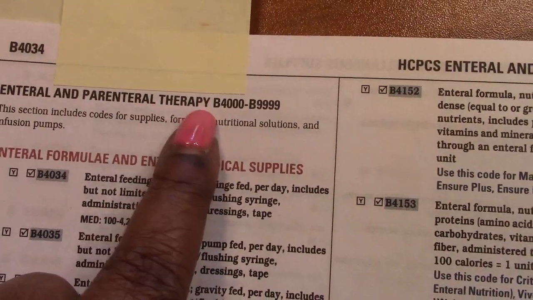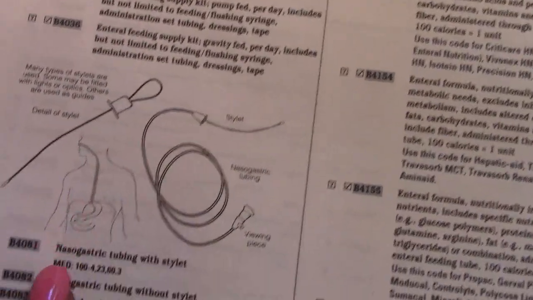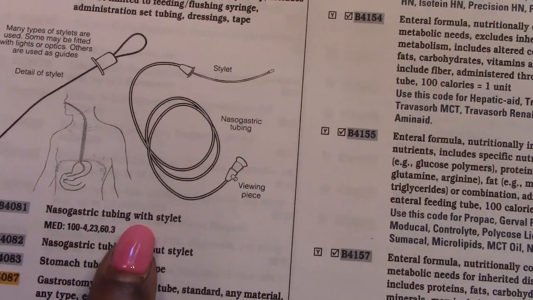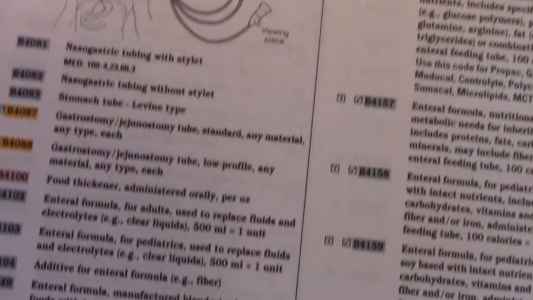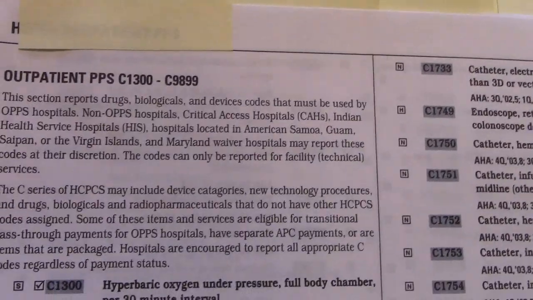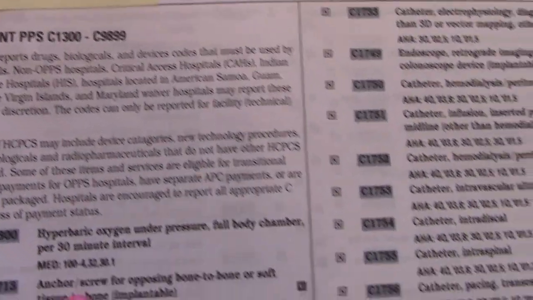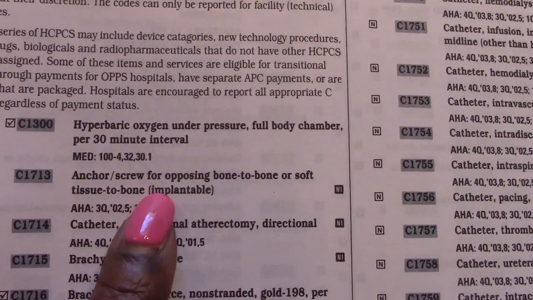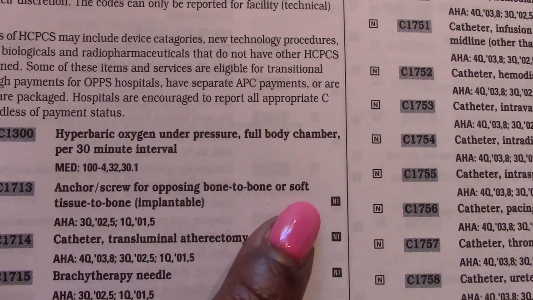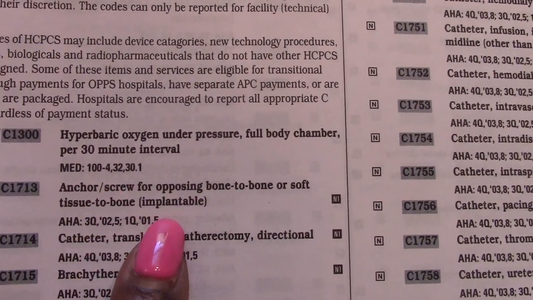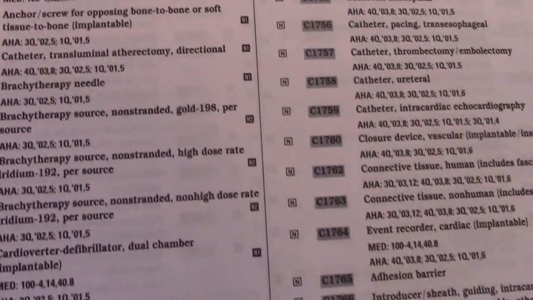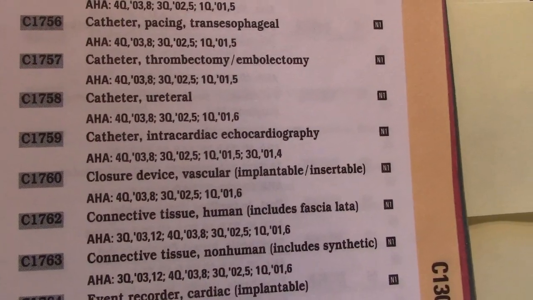enteral and parenteral therapy. Okay? These are your tubings for your nasogastric tubing. That supply. Okay? Outpatient PPS. Look how it says here, anchor screw for opposing bone to bone or soft tissue to bone. That's the implantable substance or device. And all of these are right in this. Catheters, intracardiac.